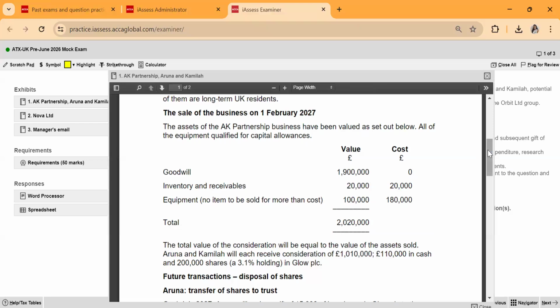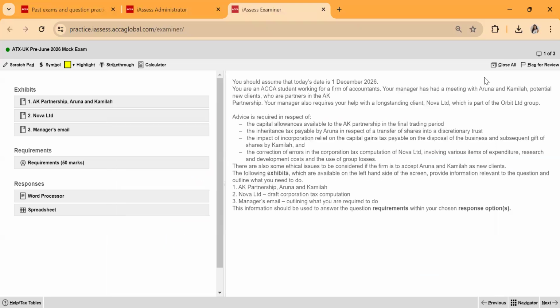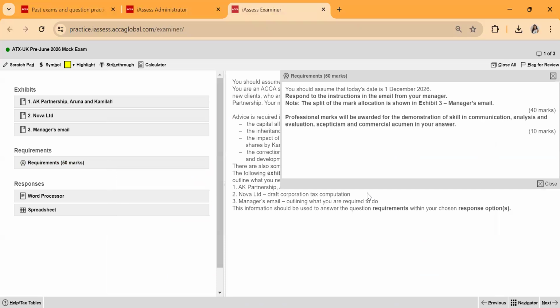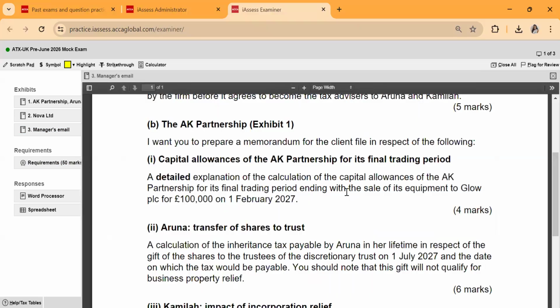Okay, so I hope you've read the question. Now let's start solving it. Not all of the theory part will I write because it will take a lot of time, so I will discuss some orally also. Now we have to write the memorandum. Let's go back to the question. The first question says: give a detailed explanation of the calculation of the capital allowance of AK partnership for its final trading period.